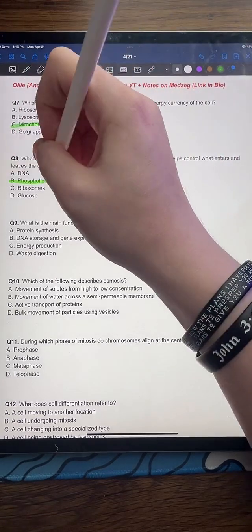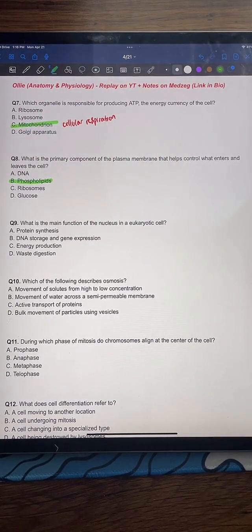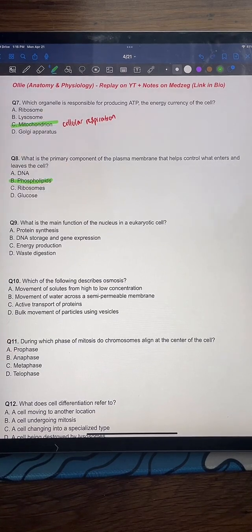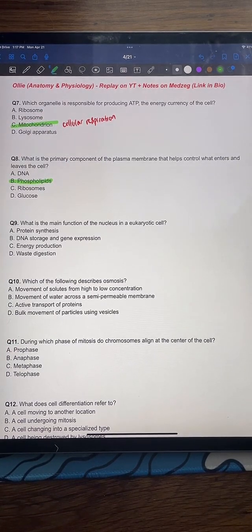The answer is B. It is phospholipids. Think of the phospholipid bilayer. So phospholipids are the primary structural component. Basically, they help control the passage of substances across the membrane. DNA is genetic material. Ribosomes are more so involved in protein synthesis. Glucose is a molecule for energy.